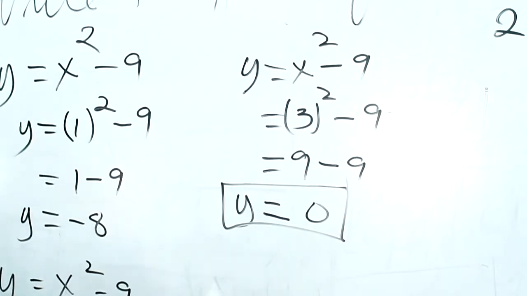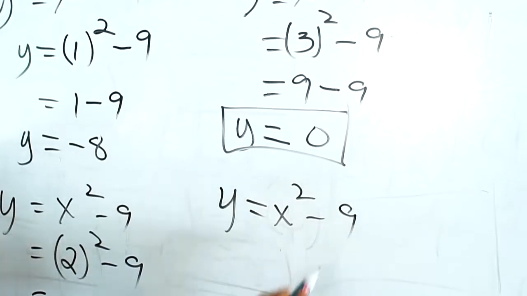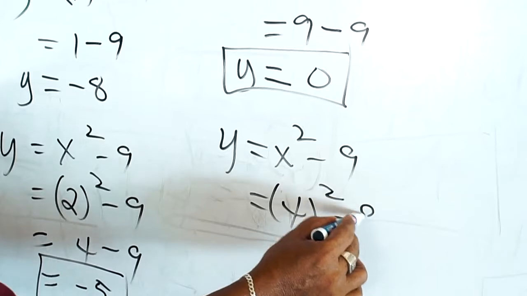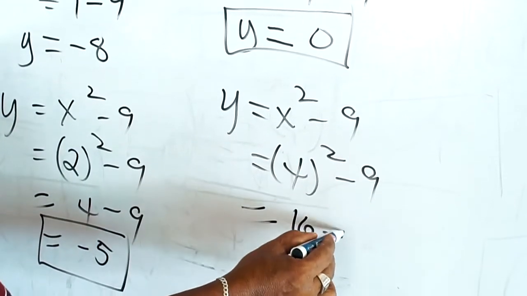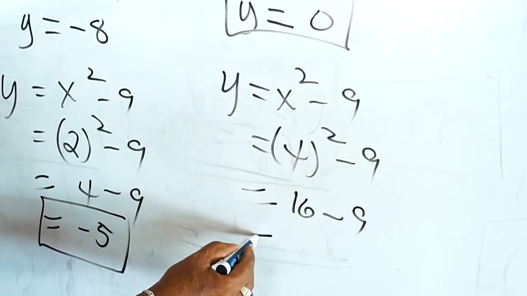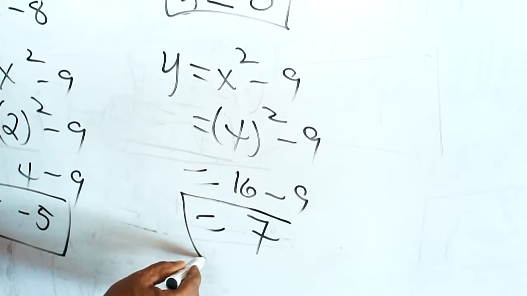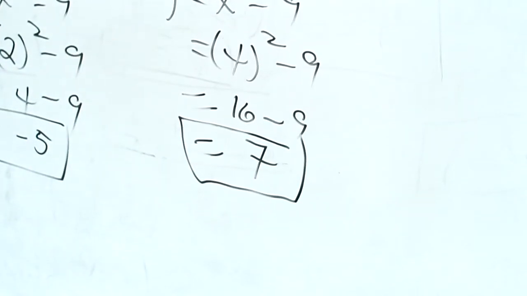And then, last, okay, y is equal to x squared minus 9. So we have here 4 squared minus 9. The square of 4 is 16. So 16 minus 9 is equal to 7. So 7 is the fourth term.